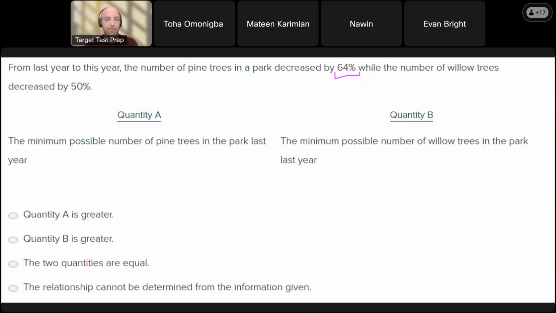So I know it decreased by 64%. And if I said, okay, let's pretend for a moment that 100 is the number of pine trees, kind of using a test case here. Well, if it decreases by 64%, then I would go down by exactly 64 pine trees, and I'd be left with 36. Okay, but the question is, does it have to be exactly like that? Or does this give us an idea of where to go from here? It doesn't have to be 100 to 36. What else could it be?